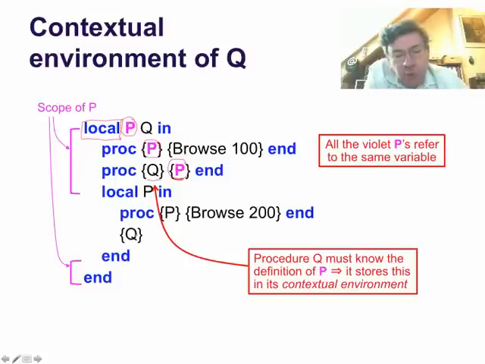And how does Q, when we call it here, remember that it's this particular definition that it has to call? Well, Q has its own little data structure stored with the definition of Q, which we call the contextual environment. And in the contextual environment, it stores the correspondence between this violet P and the definition.